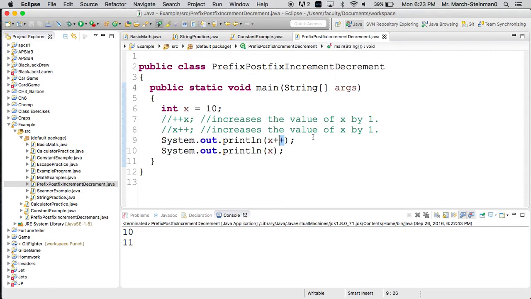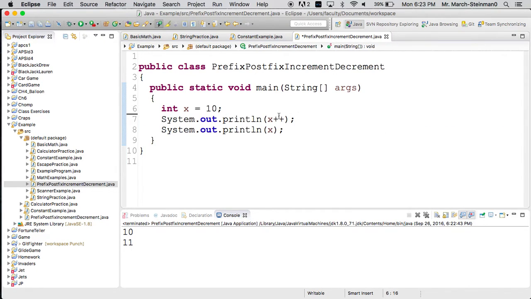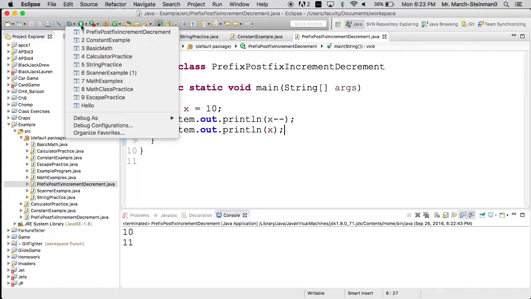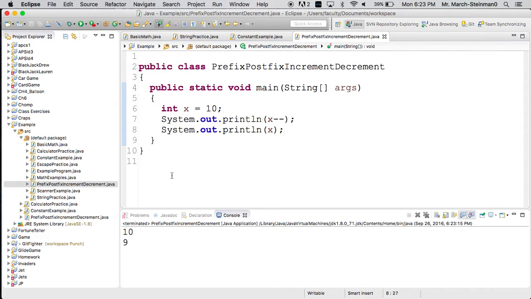What would happen if I used a minus minus instead? Well, if I say x minus minus, again, because it's coming afterward, I start out with 10, and then after I execute that line, it goes to 9. And then you can see it prints out.